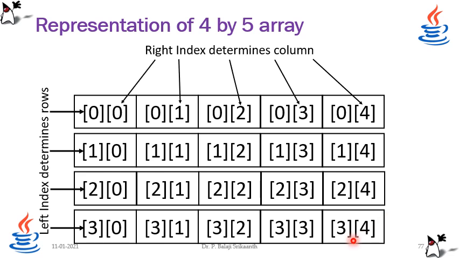This is a representation of a 2D array. How many rows are there? 1, 2, 3, 4. And how many columns? 1, 2, 3, 4 and 5. The first value always represents the row. The second value represents the column. So in the first column, the column value will always be 0. Second column, it will be 1. Third column, 2. Likewise, in the rows, the first row, the value will always be 0.